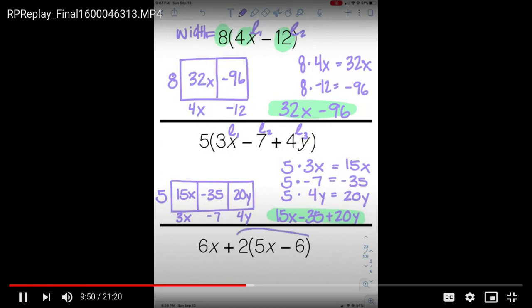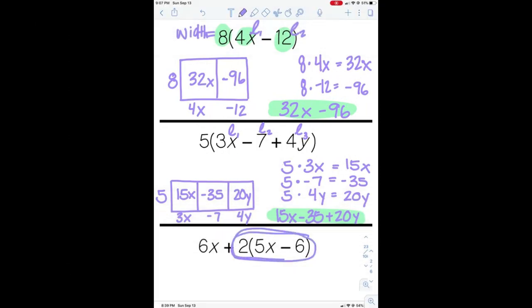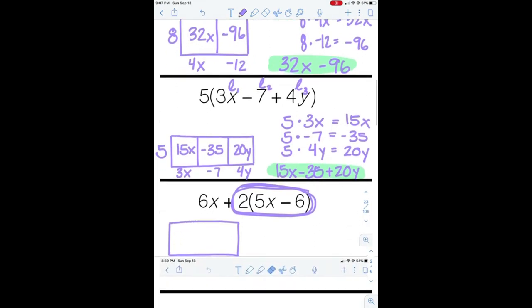So now that you've tried to do this on your own, I want to make sure that you started here with what I circled, because there's not really much we can do with that 6x right now. So we're going to go ahead and start to solve this. I'm going to continue to use the box method. Like I said, if you don't like it, you do not have to use it. I put my 2 on the outside. I put my 5x on the bottom as my length 1, and that minus 6 is my length 2. Set my math up over on this side.